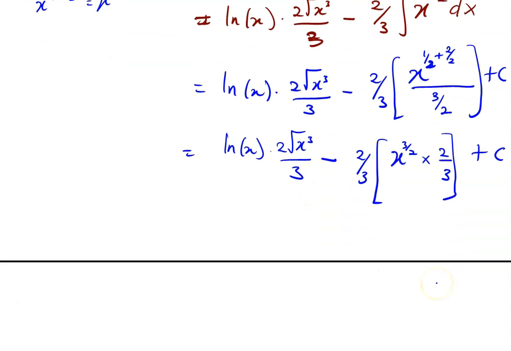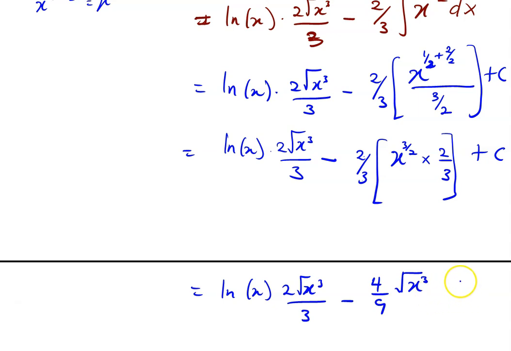So we are getting 2 and 3, so 4/9. We are going to get ln x times 2/3 root x cubed, all divided by 3, minus, then if I multiply, I'm going to get 4/9. 2 times 2 is 4, 3 times 3 is 9. Then I'll get my square root of what? x cubed, plus c.